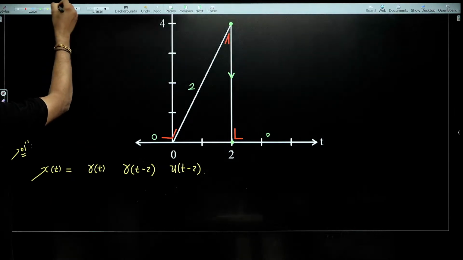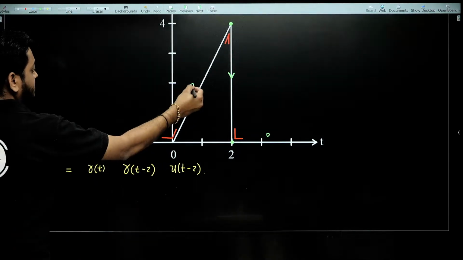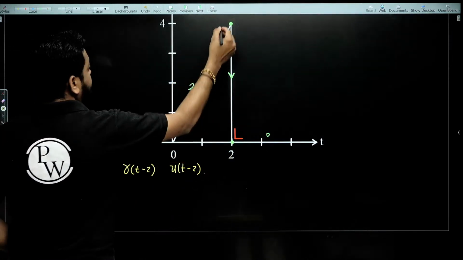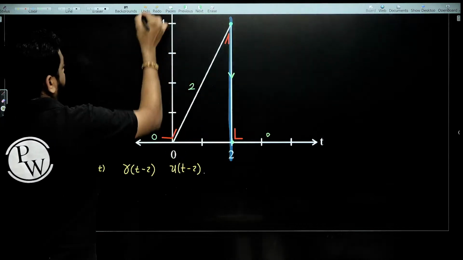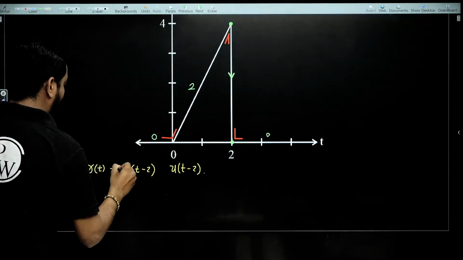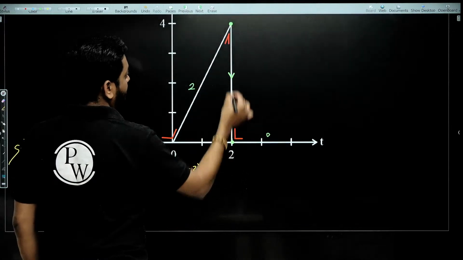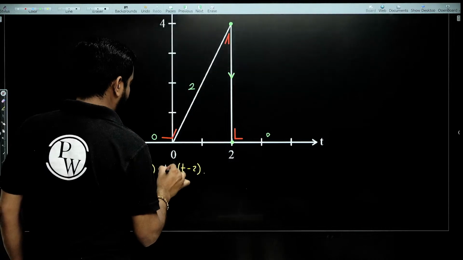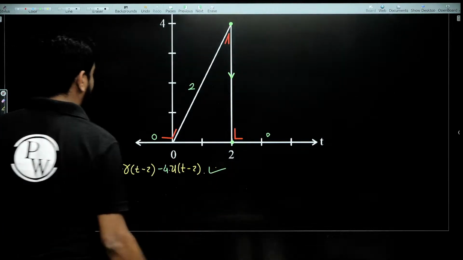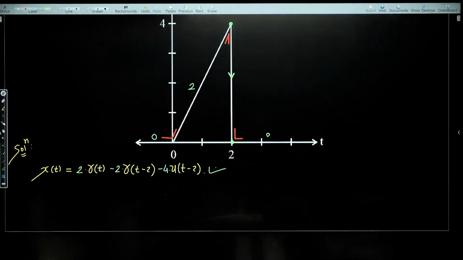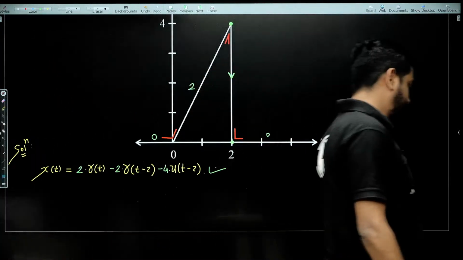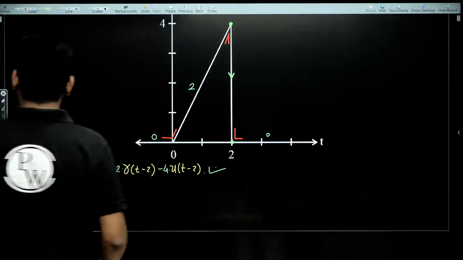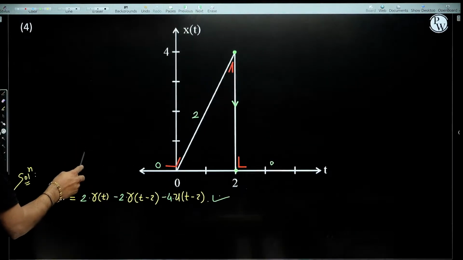Now for the linear change, it is the change in slope: next slope minus previous slope, guys. So it is minus 2. And for the sudden change, next amplitude minus previous amplitude. The next amplitude is 0, the previous amplitude is 4, so minus 4. This is the first answer, guys. The second answer is also possible. They can ask it as an MSQ type question, guys, a multiple select question.